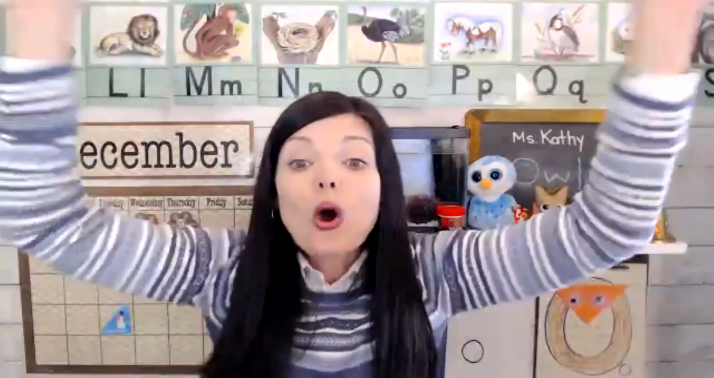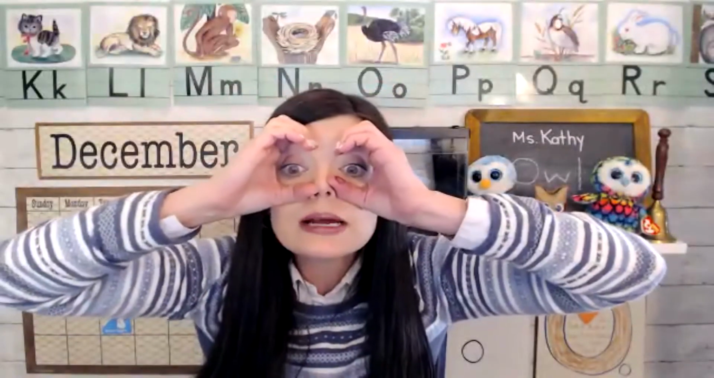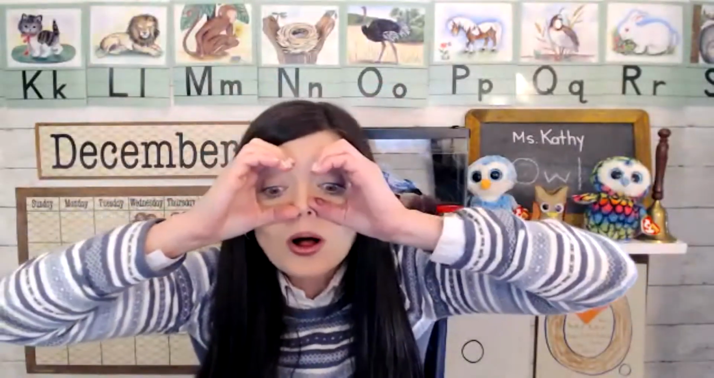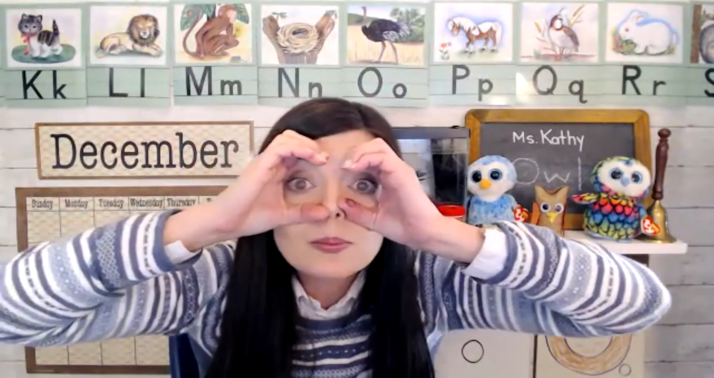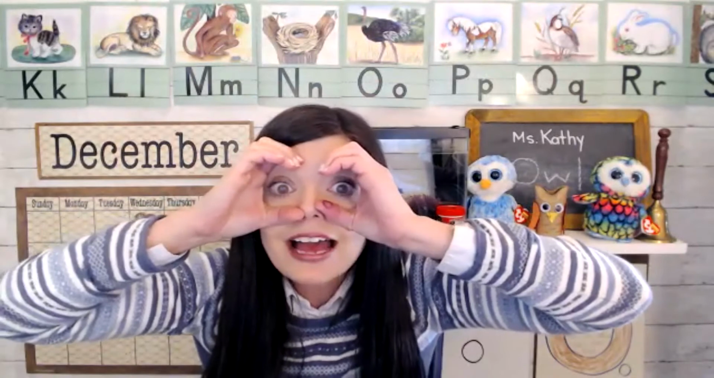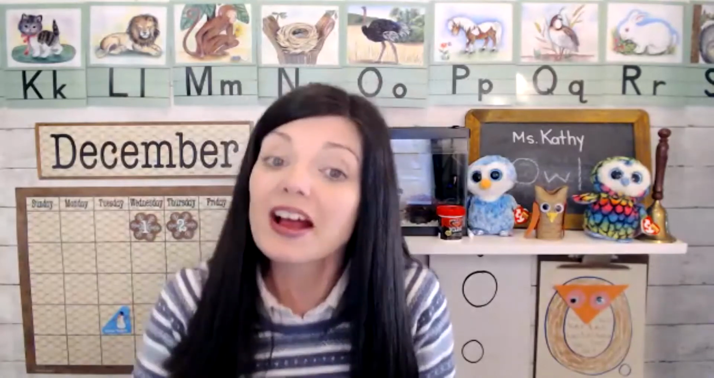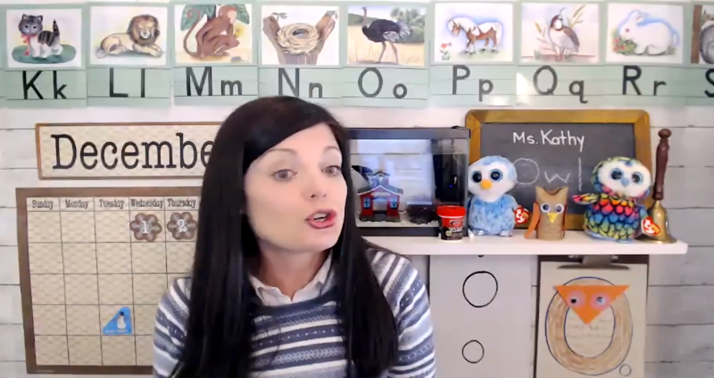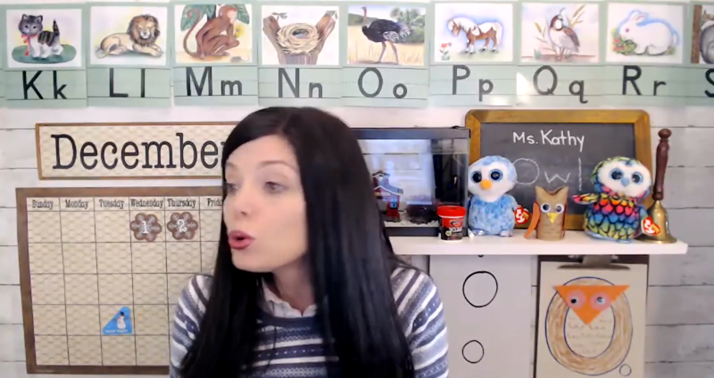And then you can open your eyes really wide like an owl. Big and wide. Owls have big, big, big eyes. Look at your big eyes. And then you can hop along. Owls can fly, but when they're on the ground, they hop along. Hop, hop, hop. And then the last action says to turn your head and say, hoo, hoo.